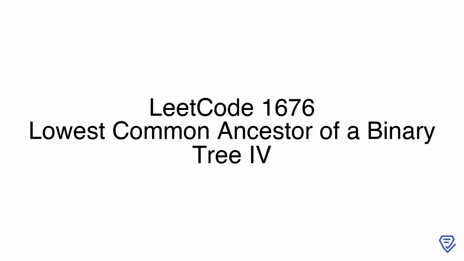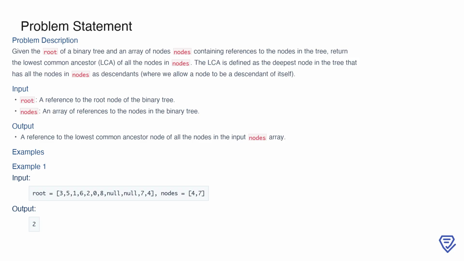Let's get started. In this problem, you are given the root of a binary tree and an array of nodes, called nodes, where each element in the array is a reference to a node within the tree. Your task is to determine the lowest common ancestor, or LCA, of all the nodes in the nodes array. The LCA is defined as the deepest node in the tree that has all the nodes in the nodes array as its descendants. It's important to note that a node can be considered a descendant of itself.